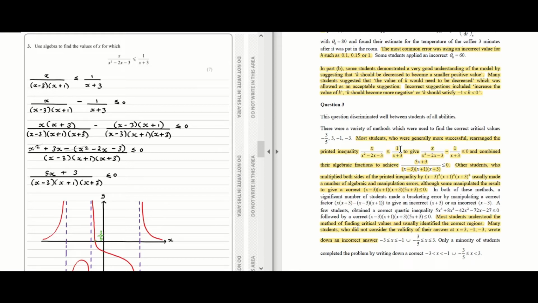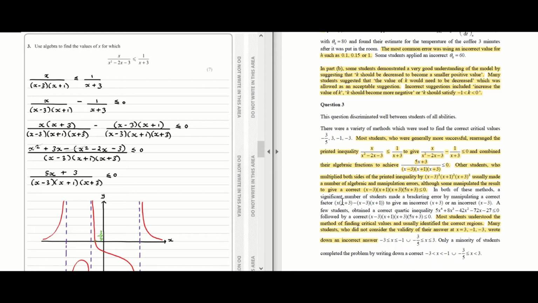A lot of students used the method I did in the question by taking everything over to one side and then combining the fractions as we did over here, and those who did that got to this stage very well. Other students multiplied both sides of the printed inequality by (x minus 3) squared lots of (x plus 1) squared lots of (x plus 3) squared, which is also fine. And those who did this made a number of algebraic and manipulation errors, although some manipulated the result to give a correct (x minus 3) lots of (x plus 1) lots of (x plus 3) lots of (5x plus 3) being less than or equal to 0.